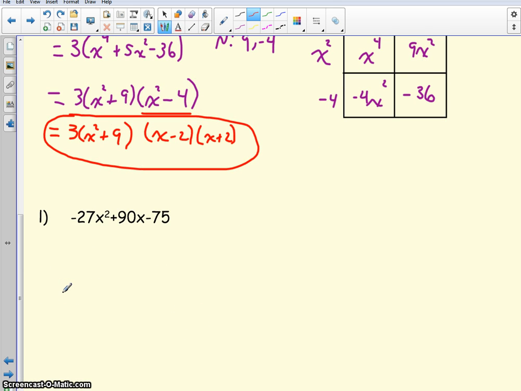Okay, one last one to look at here. First thing, as always, look for a common factor. Okay, so all these are divisible by 3, and of course we're going to take out the negative as well to make our life easier. So I'll get negative 3. And left over you should have 9x squared minus 30x plus 25.